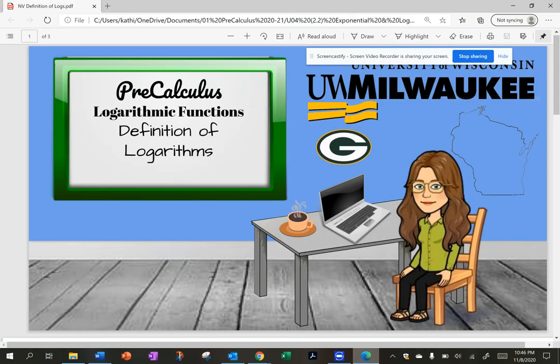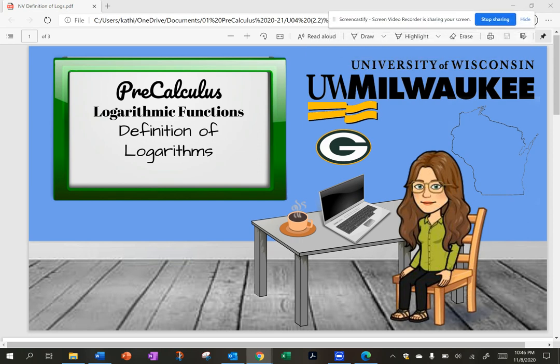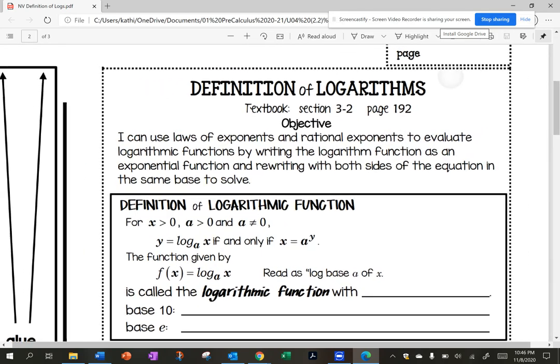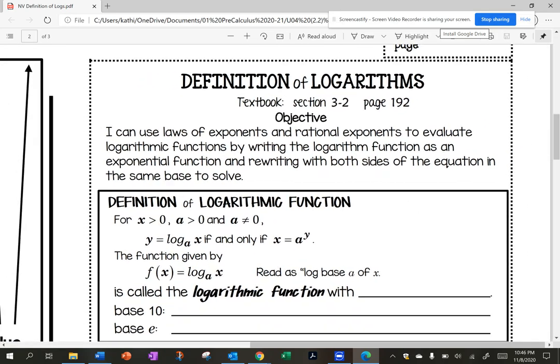Today's lesson is on logarithmic functions, definition of logarithms. My learning objective today is I can use laws of exponents and rational exponents to evaluate logarithmic functions by writing the logarithmic function as an exponential function and rewriting both sides of the equation in the same base to solve.